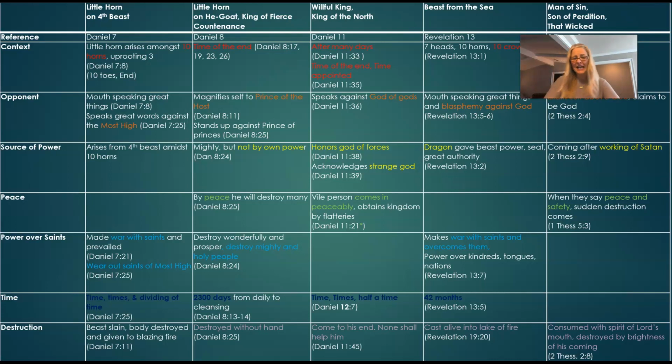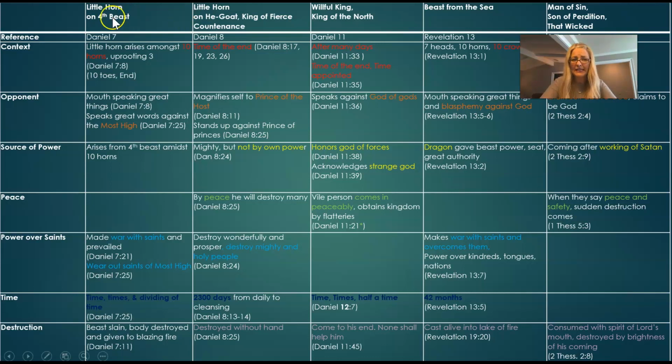So on this very detailed chart, I've got all of those references to the willful king. In the first column, we're going to consider the context for each of these situations, his opponent, his source of power, what it says about peace, his power over the saints, time of his reign, and his destruction. And we're going to compare the little horn on the fourth beast of Daniel 7 to the little horn on the he-goat of Daniel 8, or the king of fierce countenance, to the willful king, the king of the north, the focus of this study, Daniel 11, to the beast from the sea in Revelation 13, to the Apostle Paul's description of the man of sin, the son of perdition, or that wicked in 2 Thessalonians 2. So all of these have parallels, and in my opinion, they're pointing to the same person, to the Antichrist.